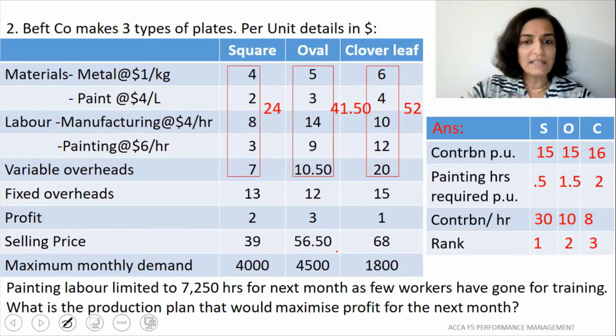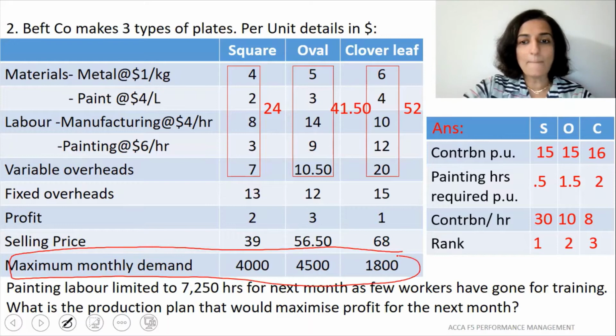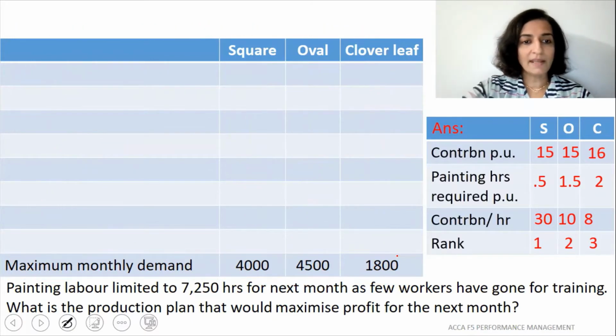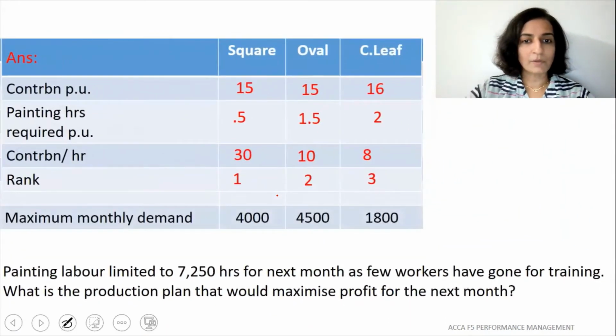Now, for completing the answer, the only information that is required from the question is the maximum monthly demand. So we will retain that and delete the rest because that's not required henceforth. And let me just incorporate this line into our answer. Okay, so that's added to the answer. That's the maximum monthly demand.